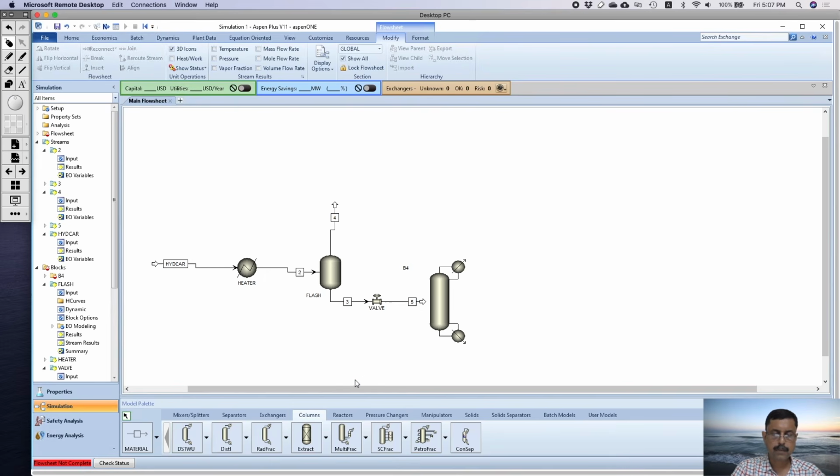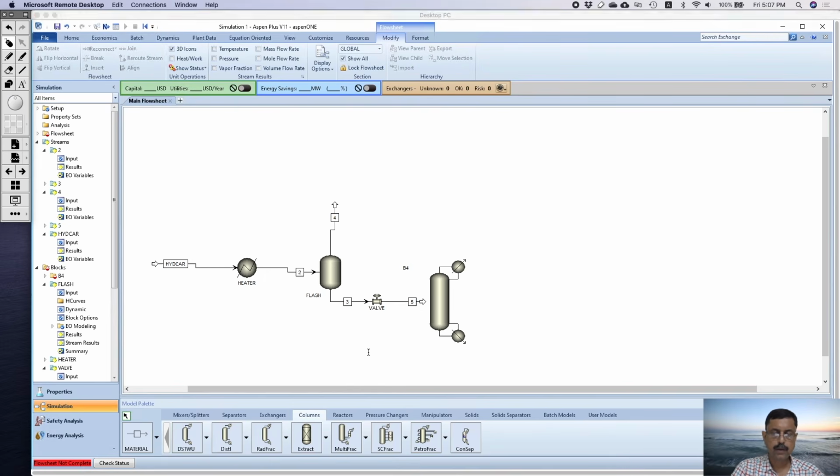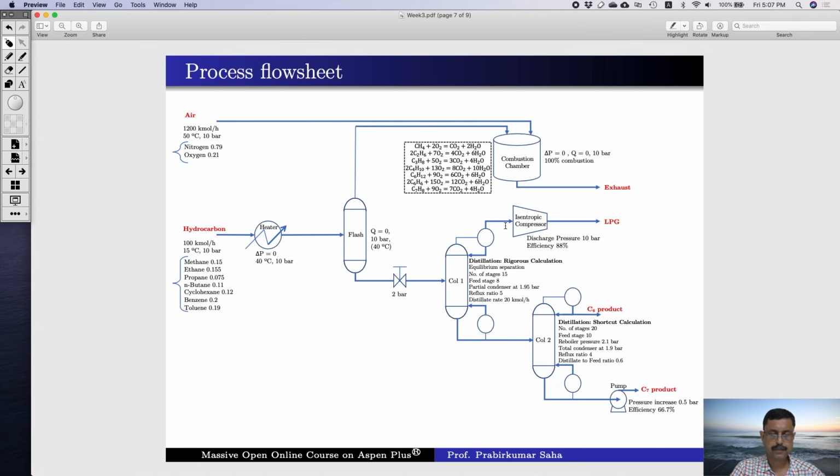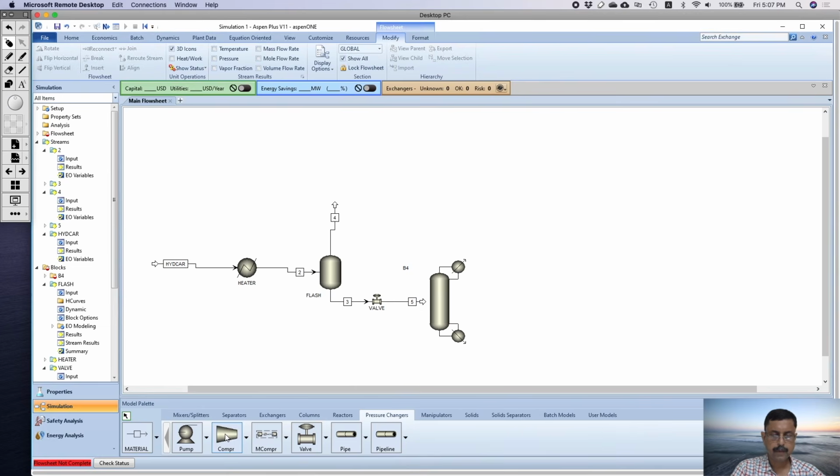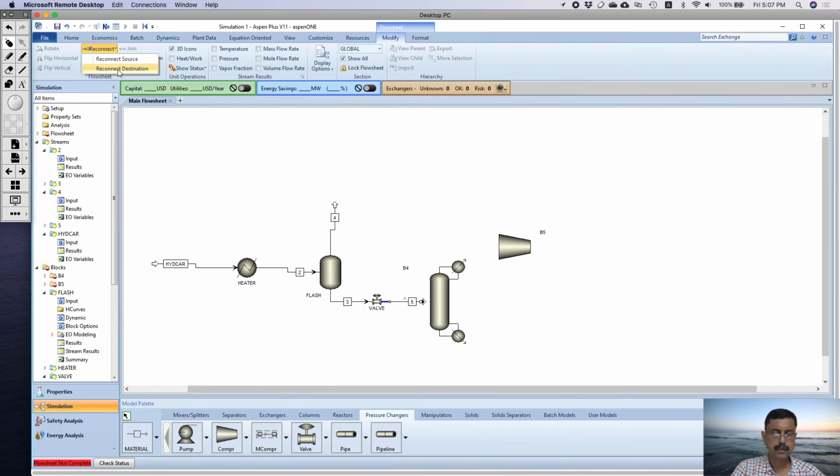And the top of the distillate will go to isentropic compressor. So we go again to the pressure changer, bring this compressor over here and connect with the material streams. So reconnect, destination here. Then here there are 2 outlets, right? This is for vapor distillate and this is for liquid distillate.